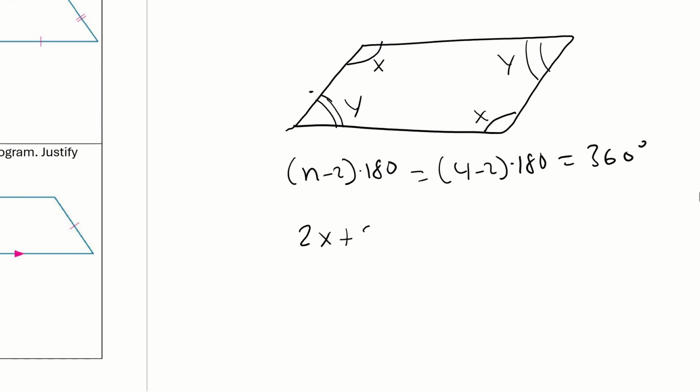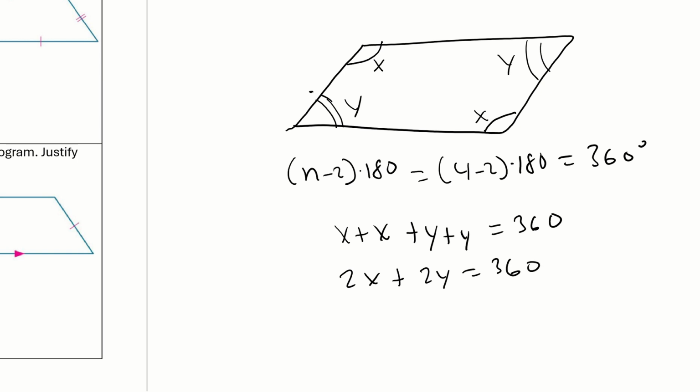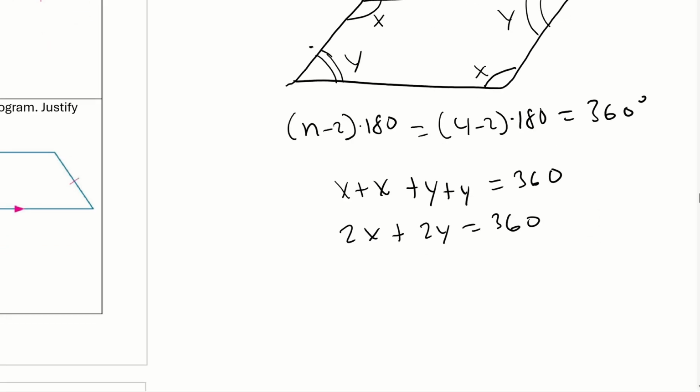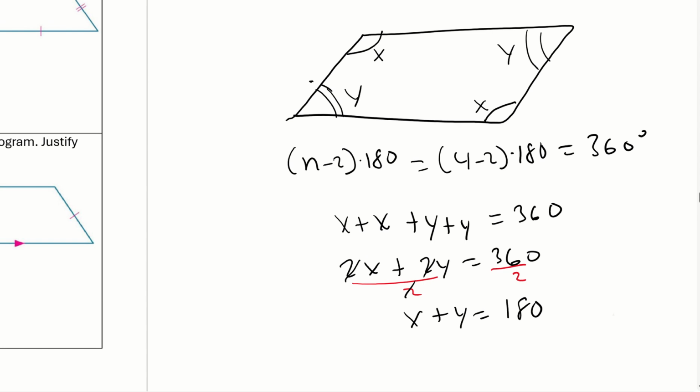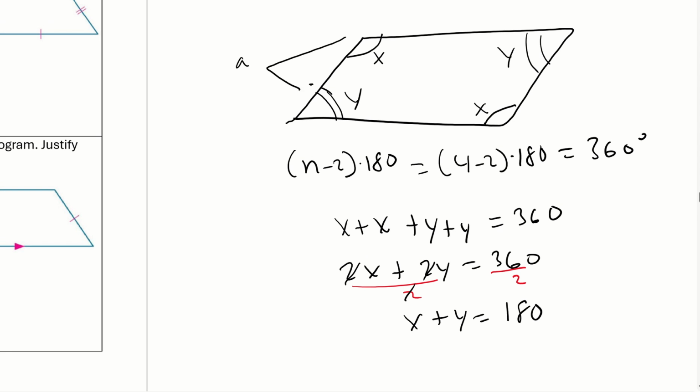So let's add this up. We've got x plus y equals 360, right? So we get 2x plus 2y equals 360. And so what that tells us is that if I divide both sides by 2, I get x plus y must be equal to 180. So that's saying that these add up to 180.